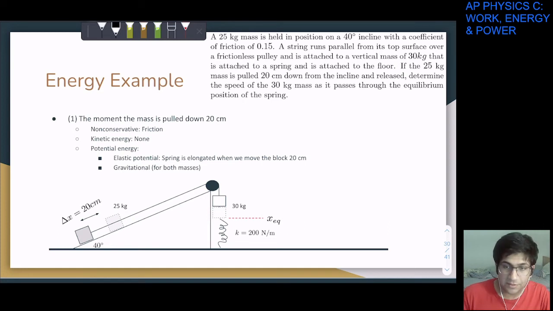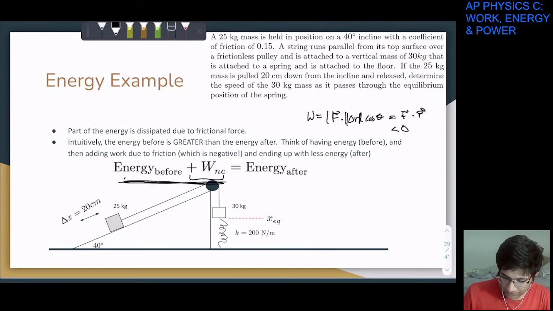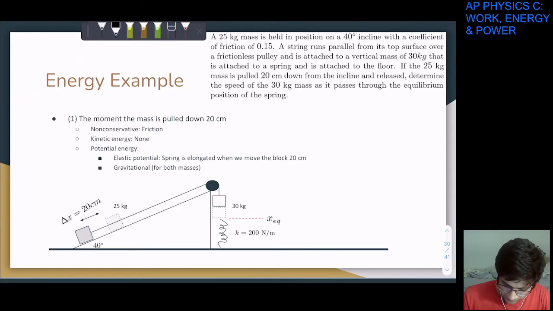Okay, so let's look at the first snapshot. This is when we've moved the first box, the shaded box, down 20 centimeters. So what are the non-conservative forces? Well, friction. Remember, this is like the left-hand side of the equation over here. So this is what we're looking at right now: the first snapshot, energy before. Also, we want to look at the work that's non-conservative. The non-conservative force is friction. We'll have to determine what the work is.